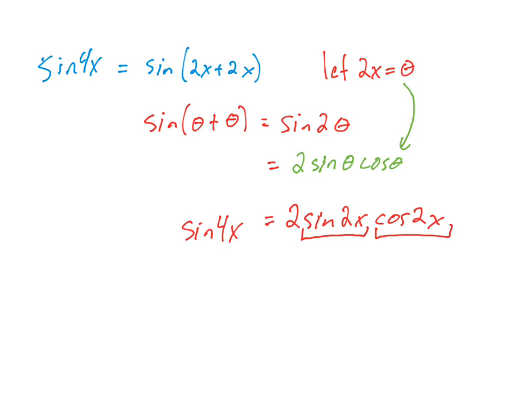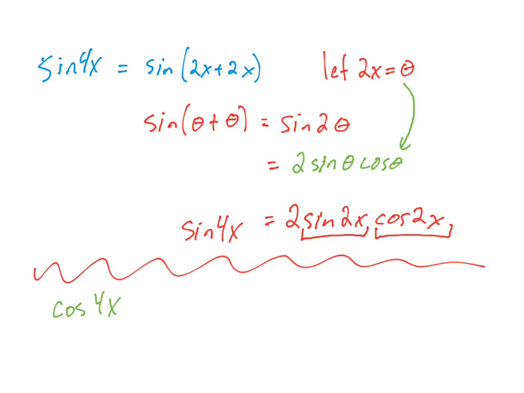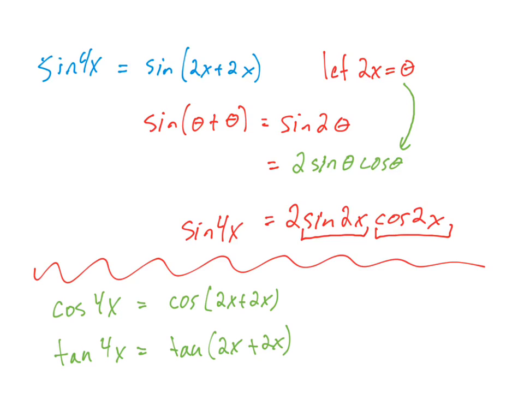Things would be dealt with in a similar way if we had cosine of 4x or tangent of 4x. We would start each of these by saying, well, this is cosine of 2x plus 2x, or this is tangent of 2x plus 2x. And then from there we can follow either of the paths that we followed with sine.